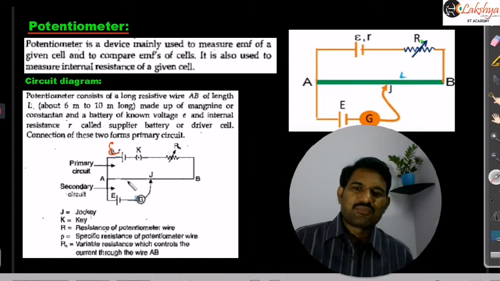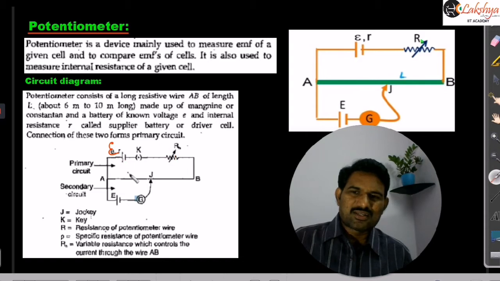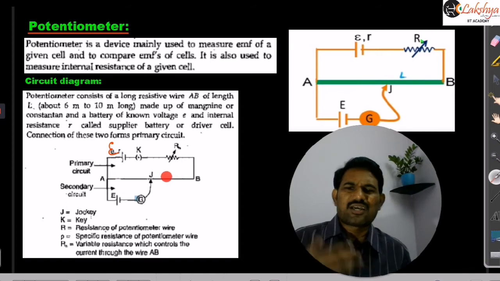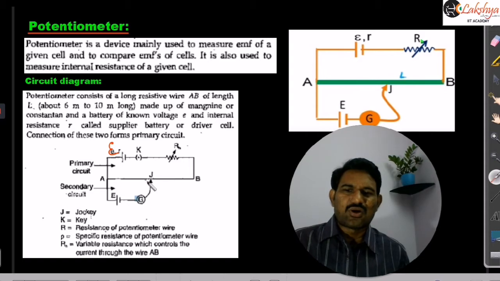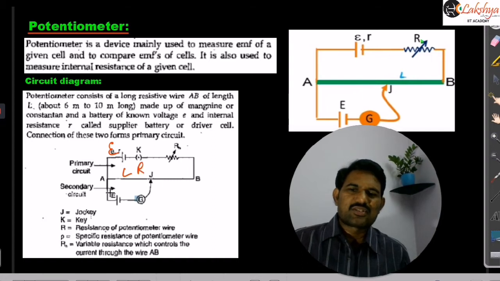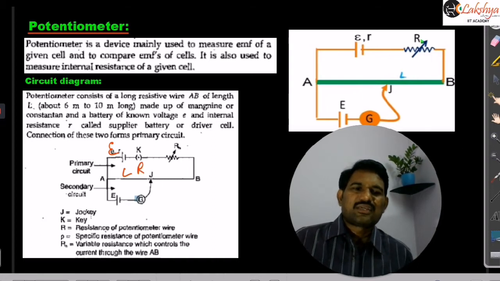So this part of the circuit is called the primary circuit. It consists of a cell and resistance and a key, and this is nothing but our potentiometer wire. AB is our potentiometer wire. It is having some length, say capital L, generally we represent, and some resistance R. So this L is taken as the length of this wire, and R is taken as the resistance of this wire here. And now this remaining part is called the secondary circuit here.